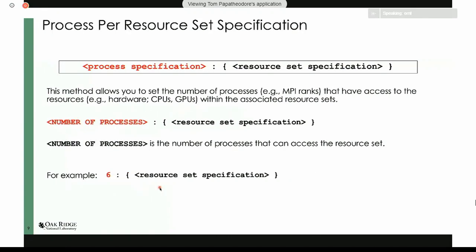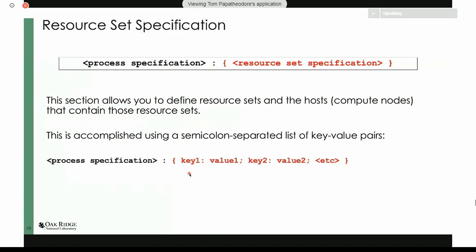For process per resource set specification, instead, you're just giving a number of processes or ranks that have access to the resource set. So here, for instance, you just say 6. You don't say which specific processes, you just say 6, and that's what's going to have access to these resources. To define the resource set itself, you'll use a semicolon separated list of key value pairs. So here we have key 1, colon, and then its value, and then a semicolon, right? Key 2, its value, and a semicolon, and so forth. And we'll look at what some of those keys can be.